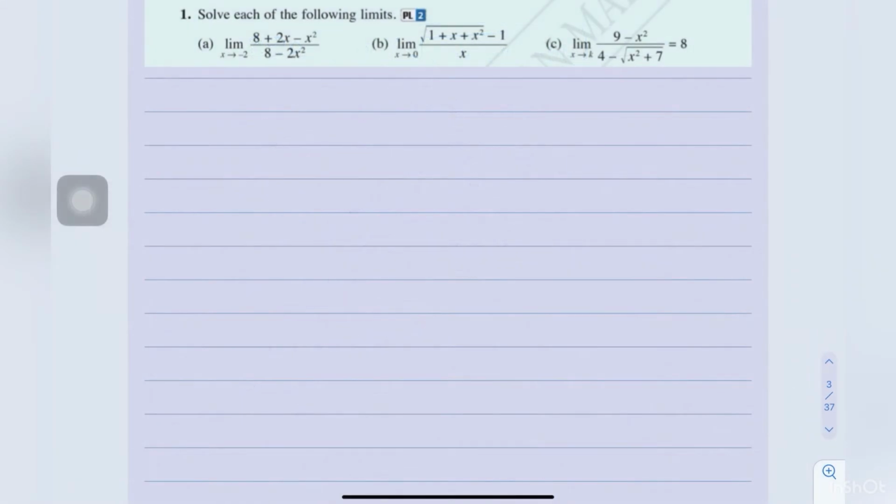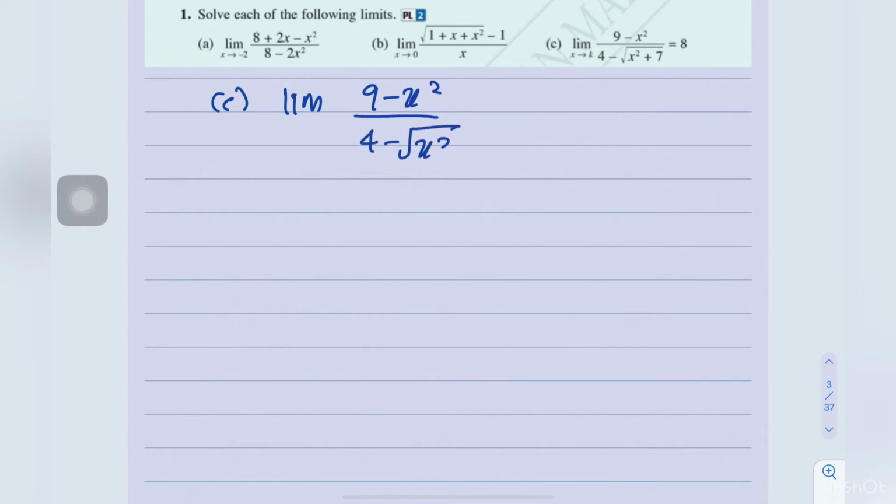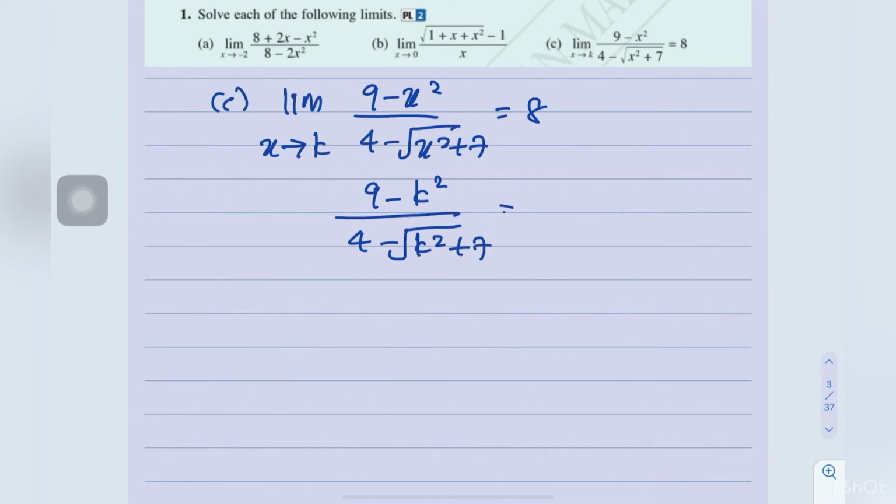Okay, let's do question C. Find the limit of (9 minus x squared) over (4 minus square root of (x squared plus 7)) when x approaches k, and this equals 8. You have to solve, meaning that you have to find the value of the unknown. So we substitute x equals k. Here we have (9 minus k squared) over (4 minus square root of (k squared plus 7)) equals 8.